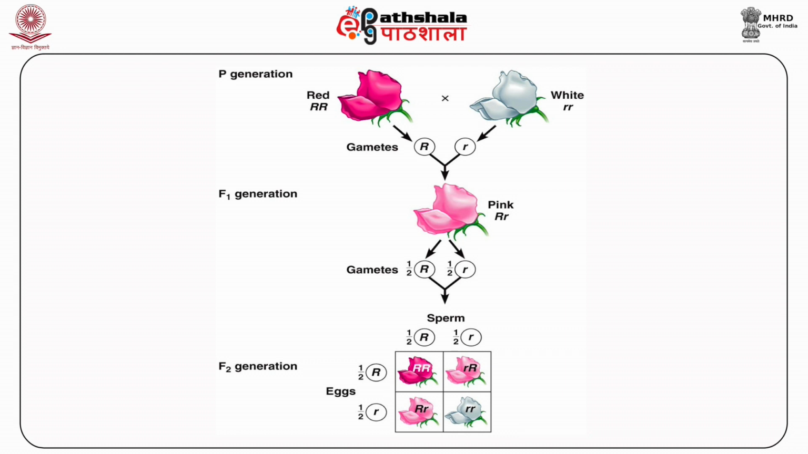A similar type of incomplete dominance is found in the 4 o'clock plant, wherein pink color is produced when true breed parents of white and red flowers are crossed.